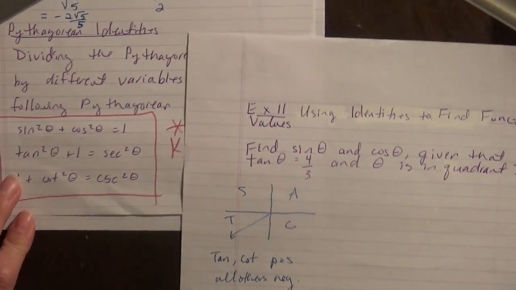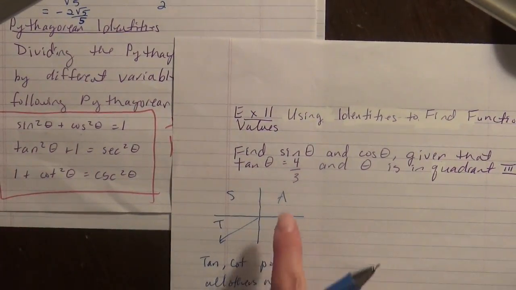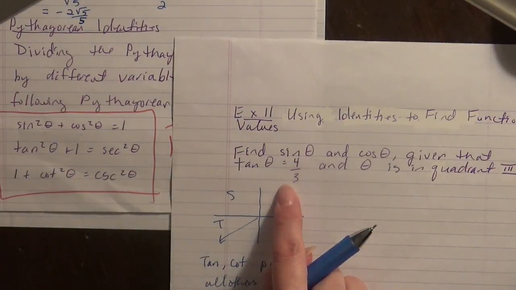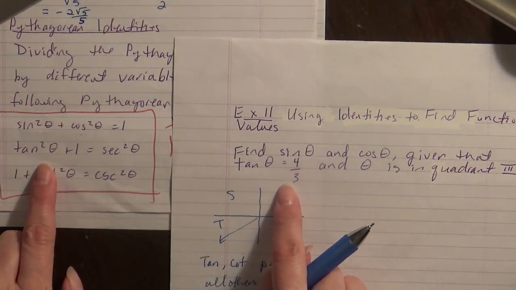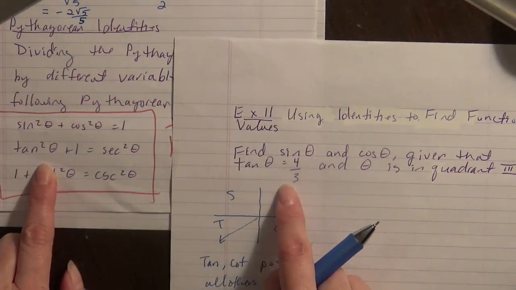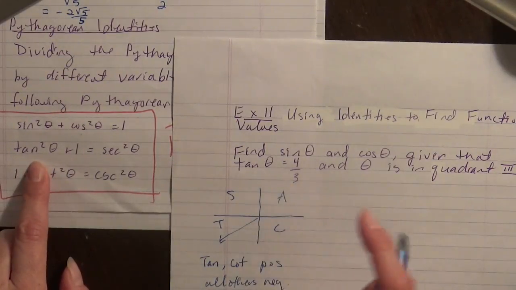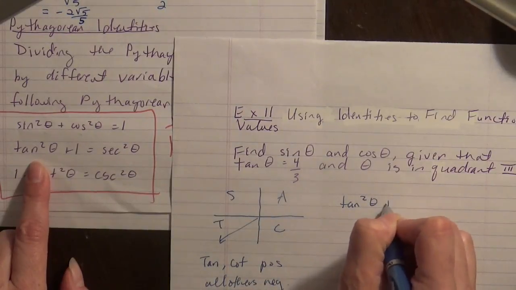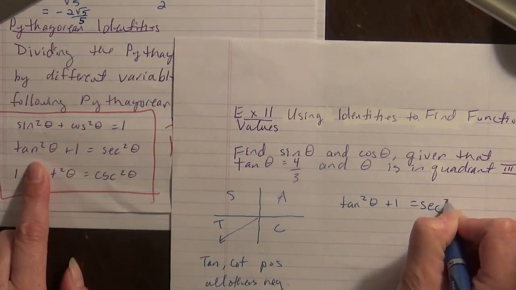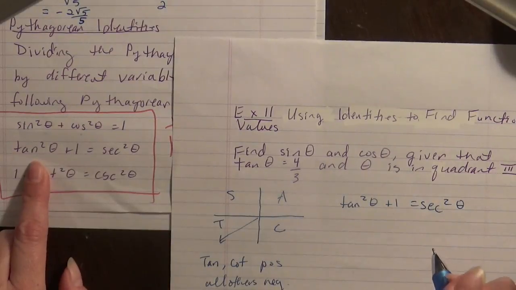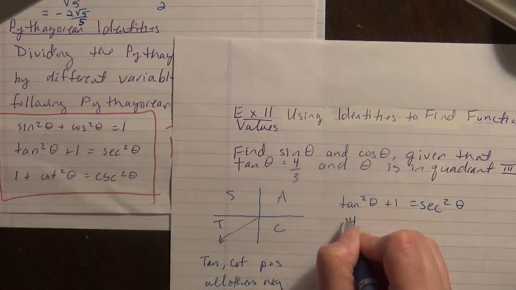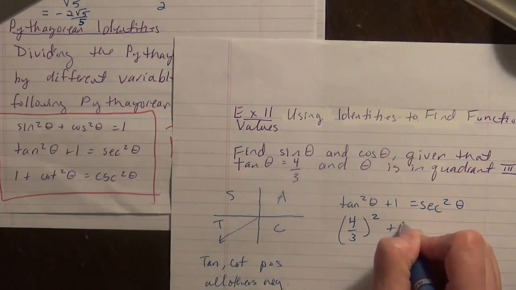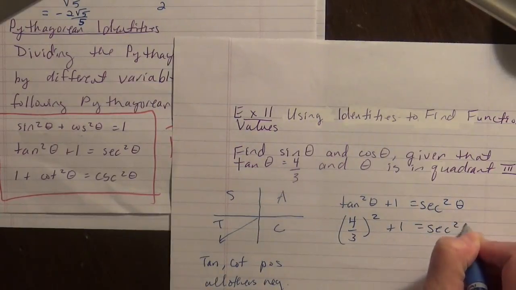Alright, so we were given the tangent. So I'm going to go to the Pythagorean identity that has the tangent, and I think that's going to get me what I need. So I'm just going to put 4/3 here. I'm going to use tan square theta plus 1 equals secant square theta. So (4/3) square plus 1 equals secant square theta. We used this one in the previous example too.